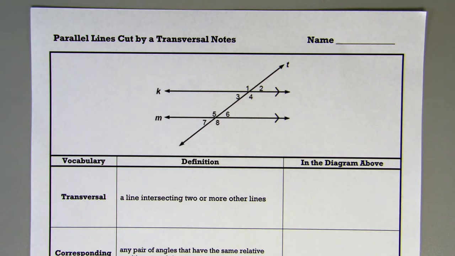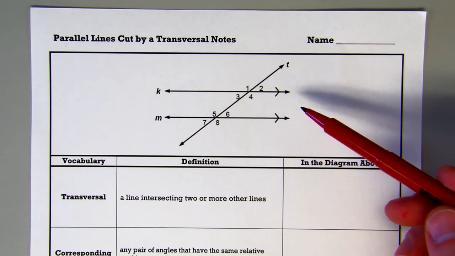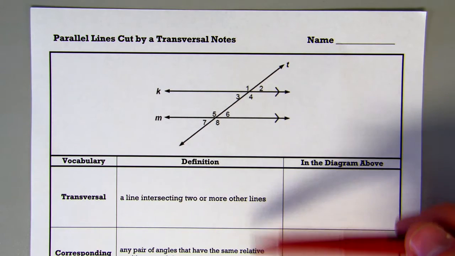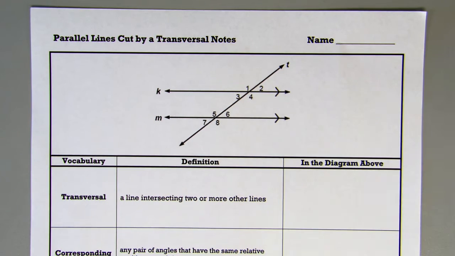Today's lesson is on parallel lines cut by a transversal. Good. So we're going to use our diagram up here to answer any questions we have about our new vocabulary words. You want to make sure you draw that in your notebook and your notes as well.